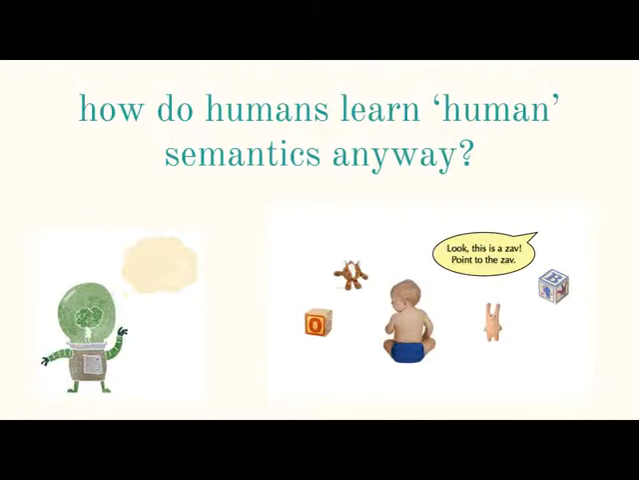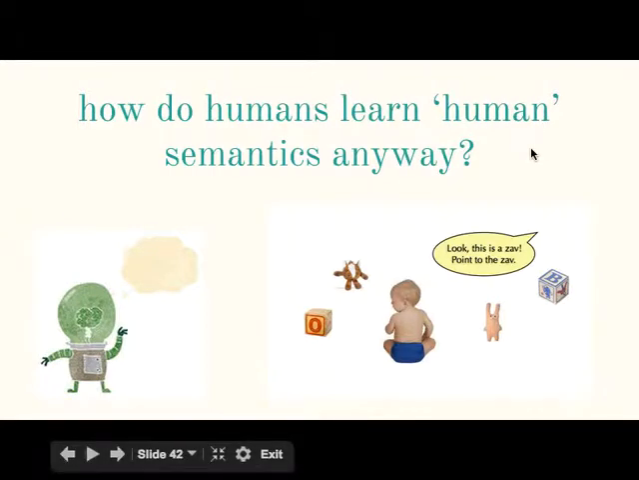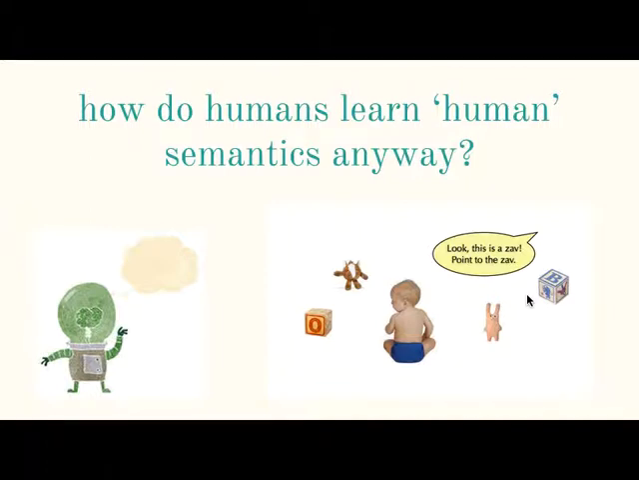So the question is, machines are learning, but how do humans learn semantics anyway, right? Here's a baby with a bunch of things around them, and the parent is saying, look, it's a Zav. Point to the Zav. By not knowing what a Zav is, you are in the exact same condition as the baby, who also wouldn't know what point to the block means, or point to the horse, right?